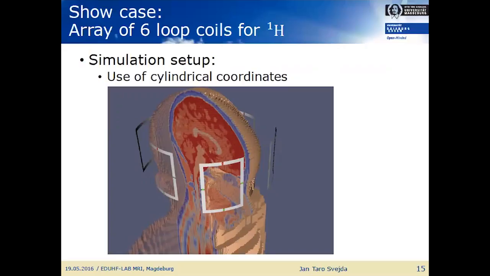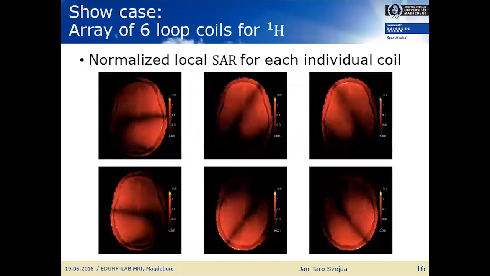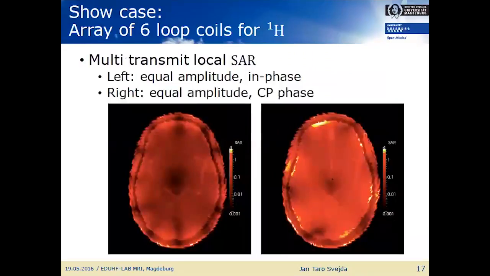Then I've done the same thing again and get for each individual coil some SAR distribution, and can now make a superposition of them with an equal amplitude and equal phase, or in phase, or I can also do it with a CP phase. And you could also imagine to make any optimization to have maybe a worst case scenario for your SAR, what you can get in terms of the phase shifts, for some safety purposes.